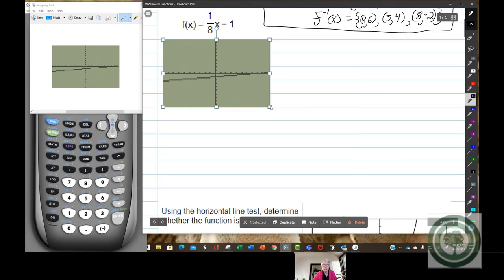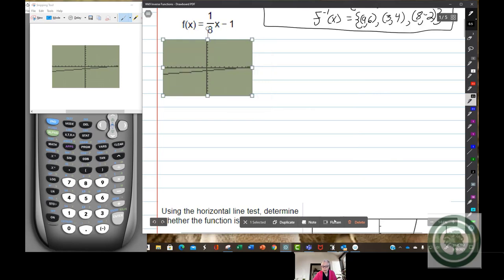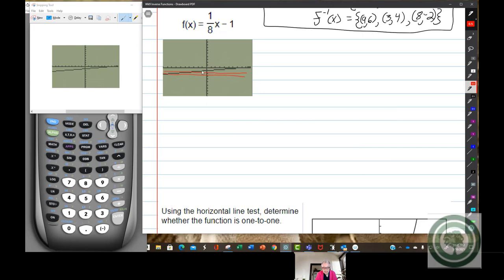This is a straight line and it's slanted, rising from left to right. And if I draw a horizontal line through it, that horizontal line intersects the graph at only one point. Forget these little straight things. What this line looks like is this. I draw a horizontal line through it. That horizontal line touches the graph at only one point. Therefore, this is a one-to-one function.